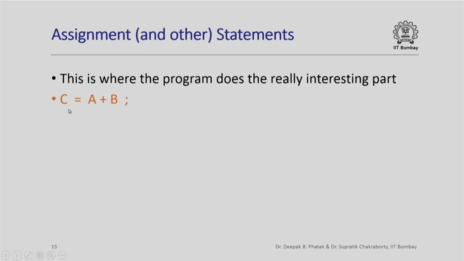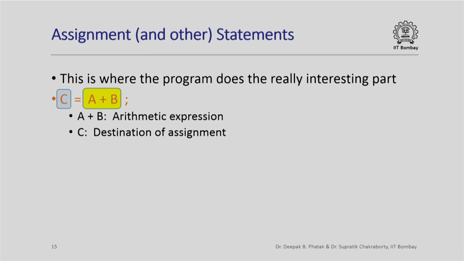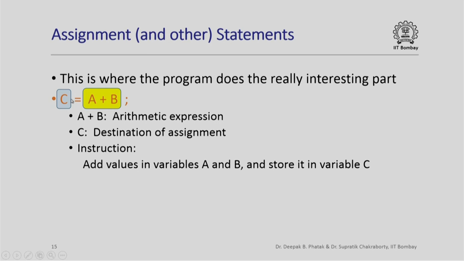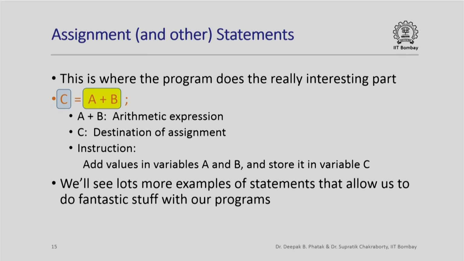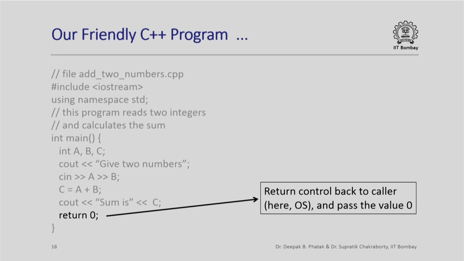If I look at the statement C is assigned A plus B, the A plus B part here is an arithmetic expression. It is saying take the value stored in the variable A, take the value stored in the variable B and add them up. The C is the destination of the assignment. This is where the result of evaluating this arithmetic expression will be stored. So this entire assignment statement is an instruction which is asking you to add the values in these two variables and store it in the variable C. And as I said, we will see lots more examples of other kinds of statements that allow us to do really cool stuff in C++ programs.